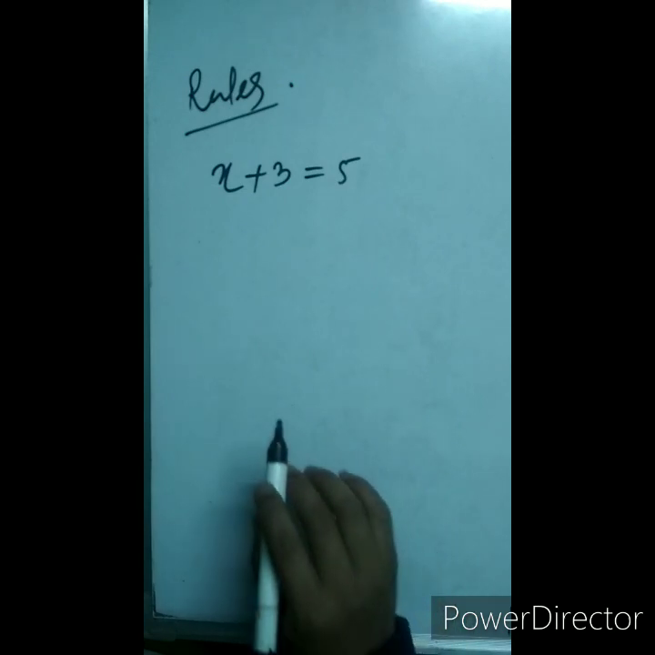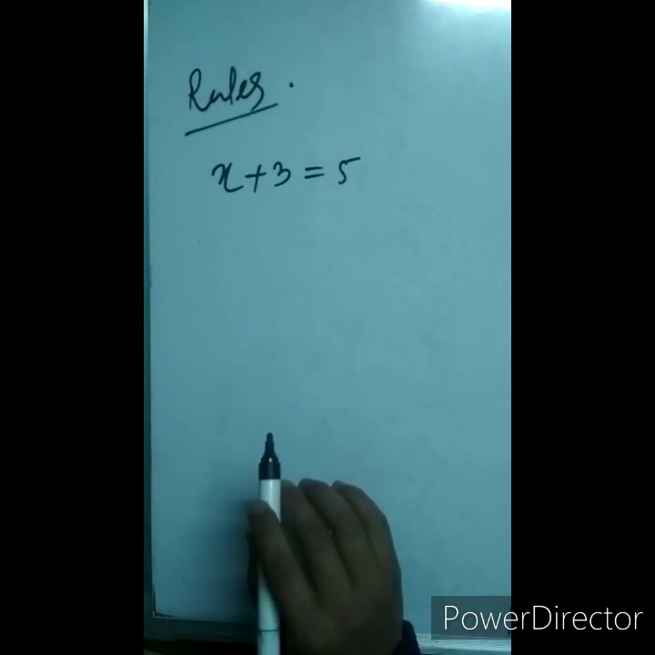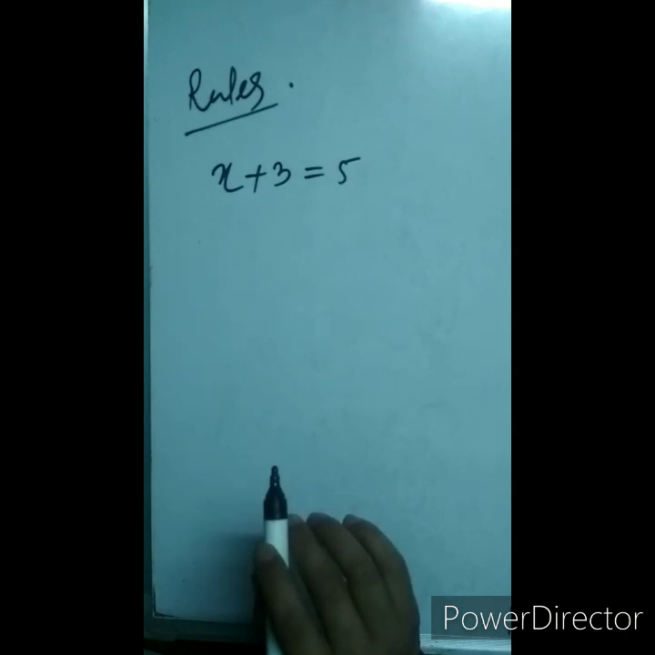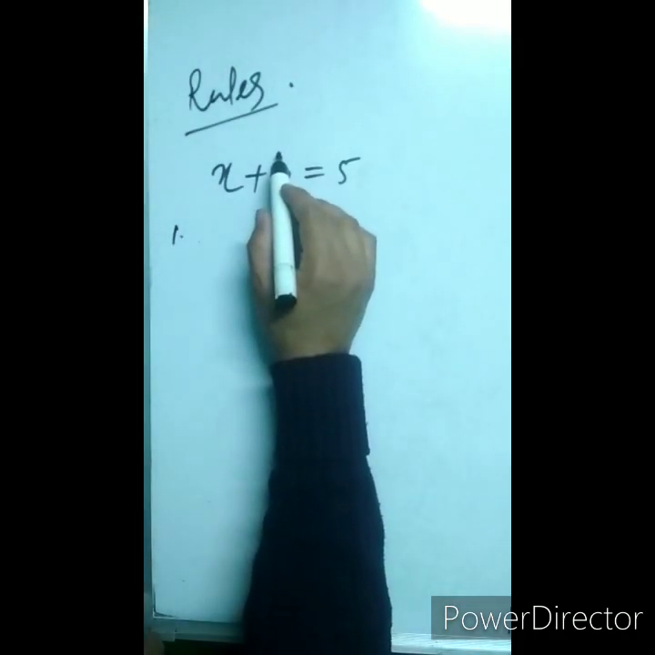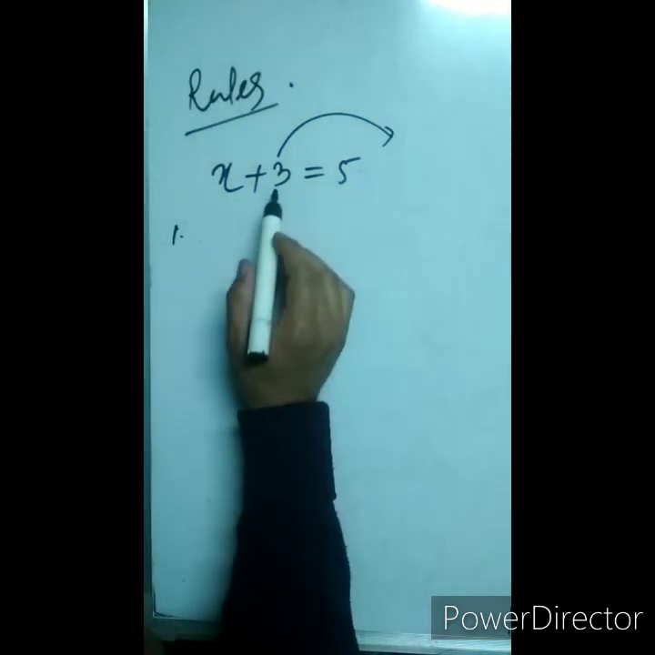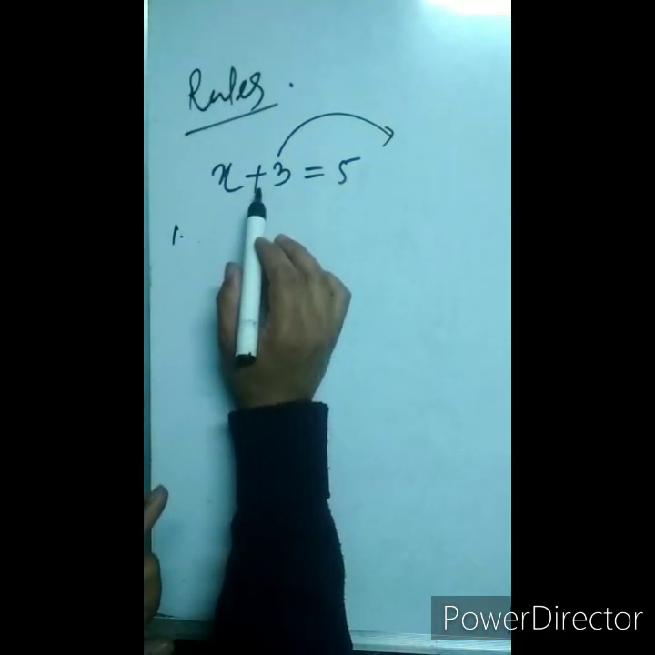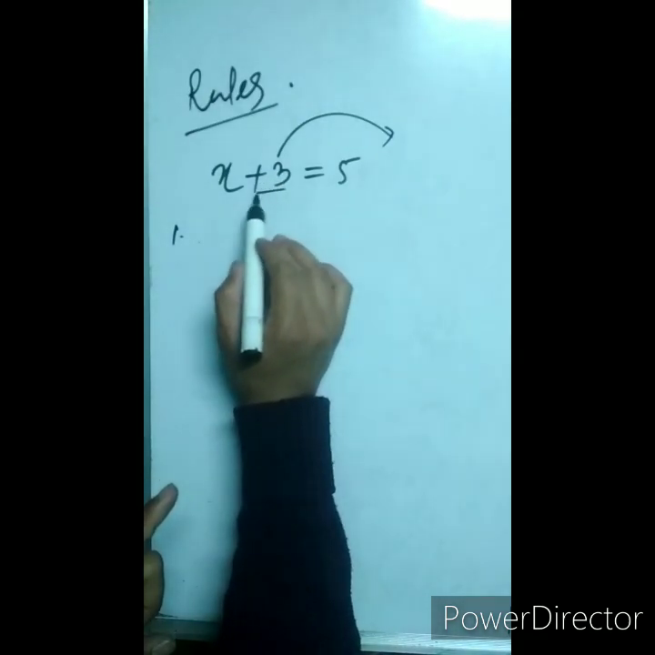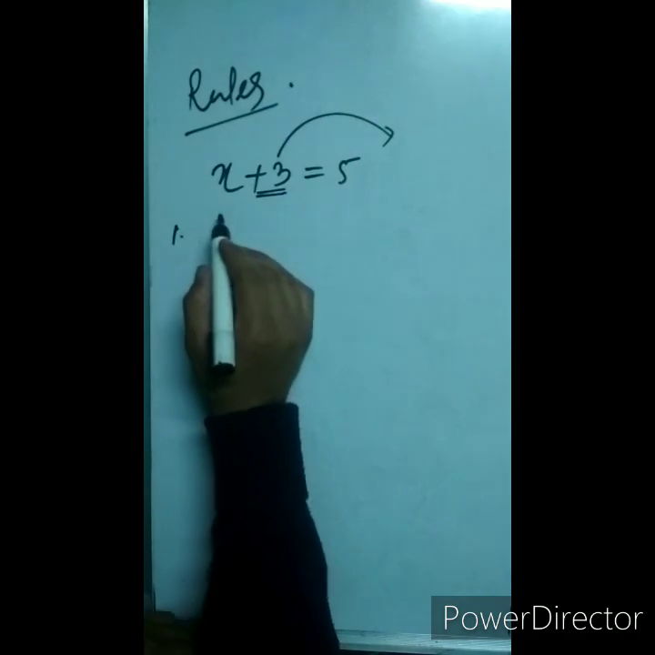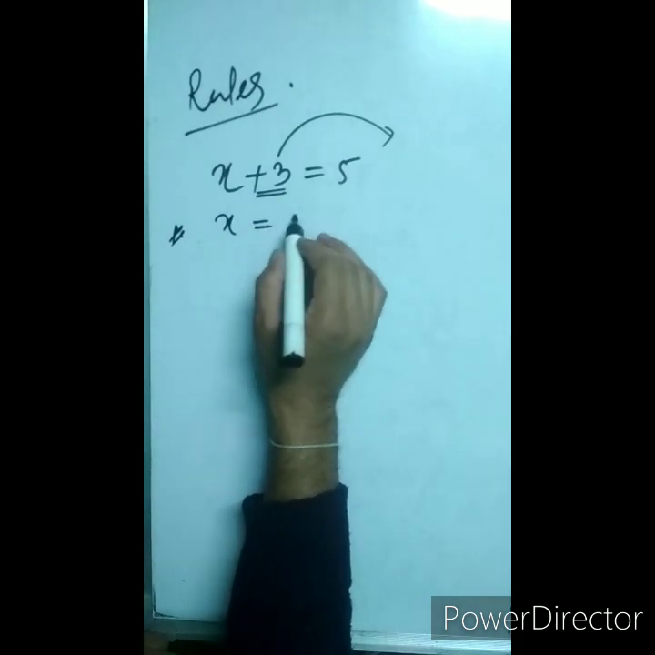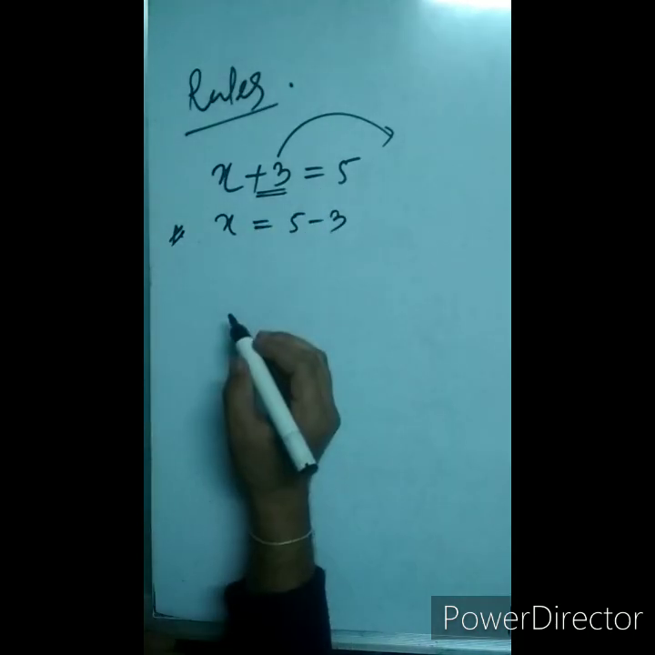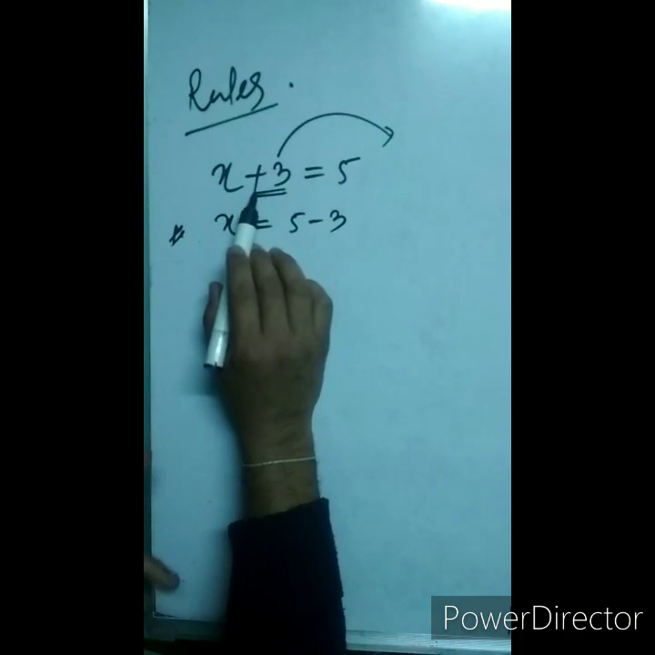right hand side. So if any one of the terms moves from one side to another side, then the sign of that particular term will be changed. So I'll give the example here. If this 3 goes to the other side, now the sign of 3 is positive, but it will be changed into negative. Now I'm going to write here x equal to 5 minus 3. Now this positive changes into negative.